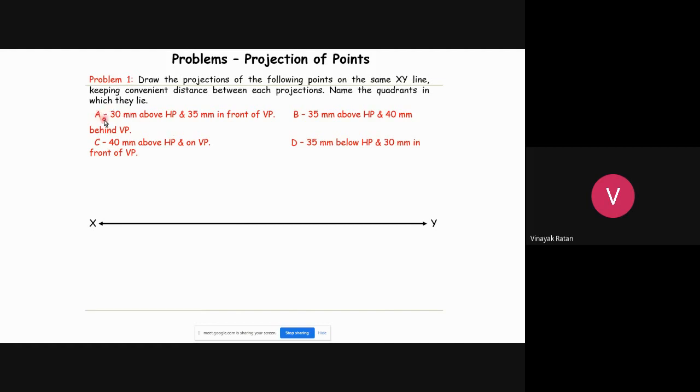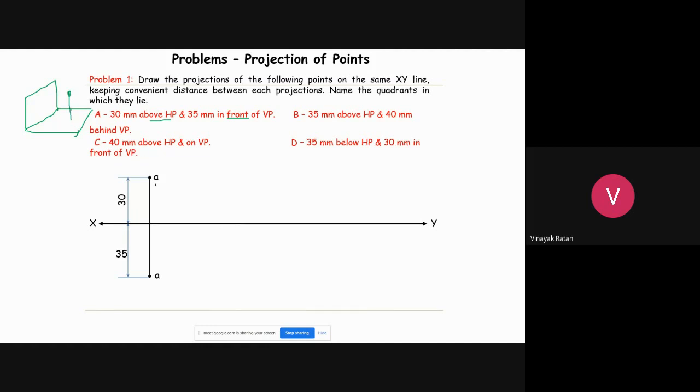So first, point A is 30 mm above HP and 35 mm in front of VP. So 30 mm above HP means your front view is above and the top view is below. The front view is at a distance of 30 mm above the XY line and the top view is at a distance of 35 mm below the XY line. If I draw it in 3D, this is how it is. This is your first quadrant. Above HP and in front of VP, a point lies in the first quadrant. So the point is somewhere here, which is 30 mm.